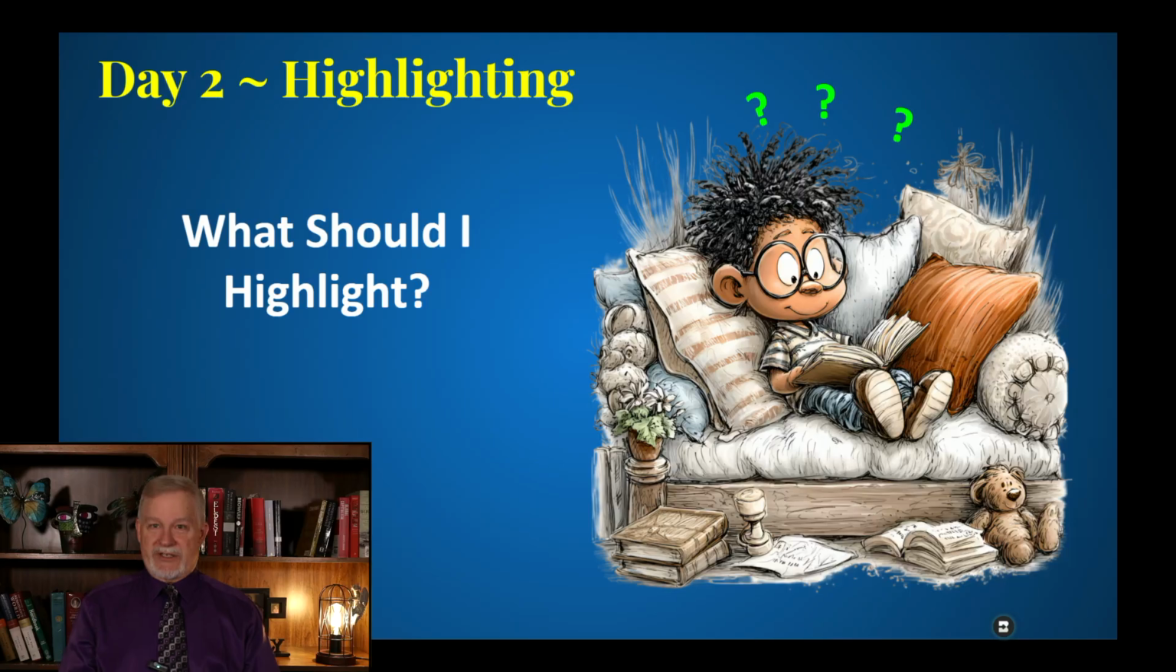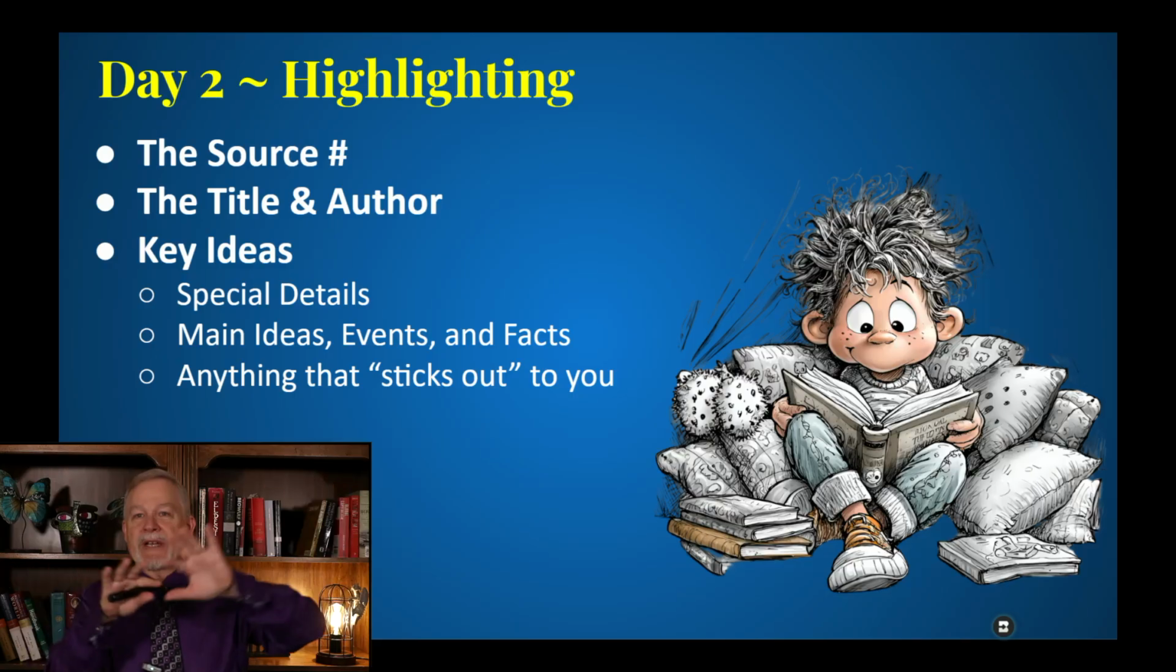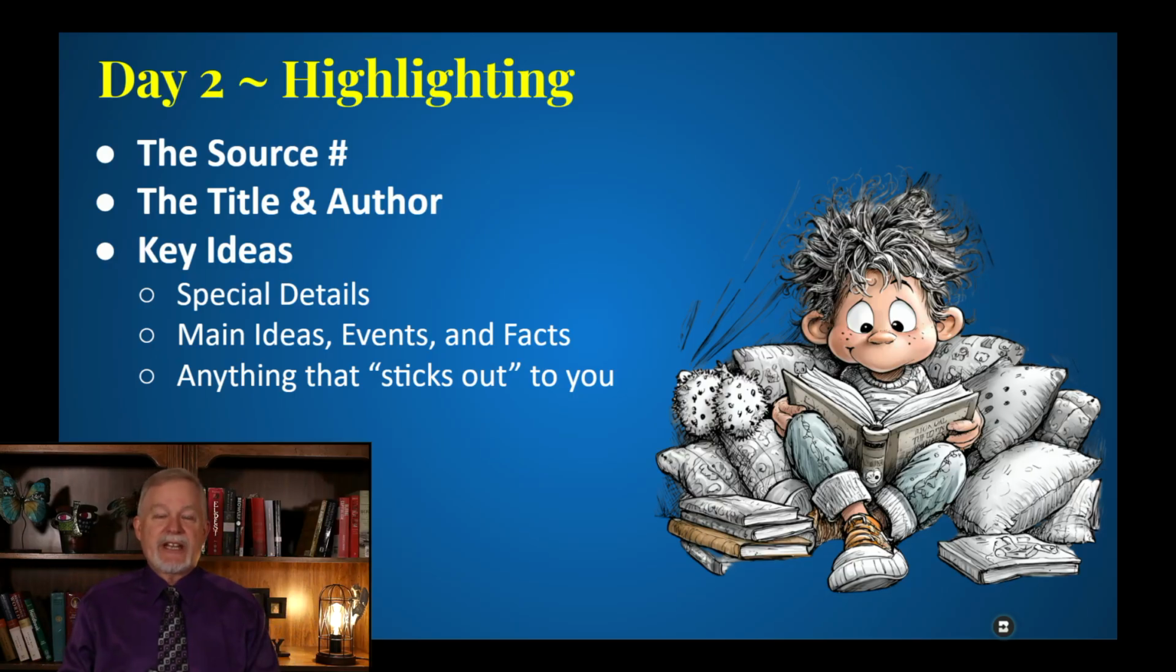So now we can say, all right, what should we highlight, Mr. Wilson? Well, let's talk about those. One, you want to highlight the source number. And when we go into video 2, we're going to look at how to do this. You also want to highlight the title and the author, if an author is given, of the particular source that you are reading. You want to separate each source out, okay? And I'll show you how to do that.